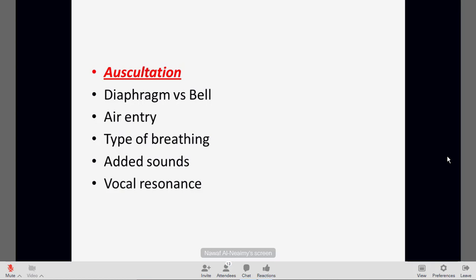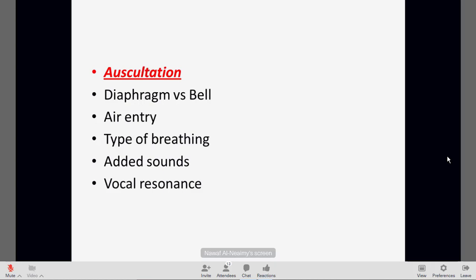It's better to use the bell to avoid the pulse sound created by friction between the surface of the diaphragm and the hair, because this sound might be misinterpreted as crackle. So to overcome this problem, you can choose using the bell.